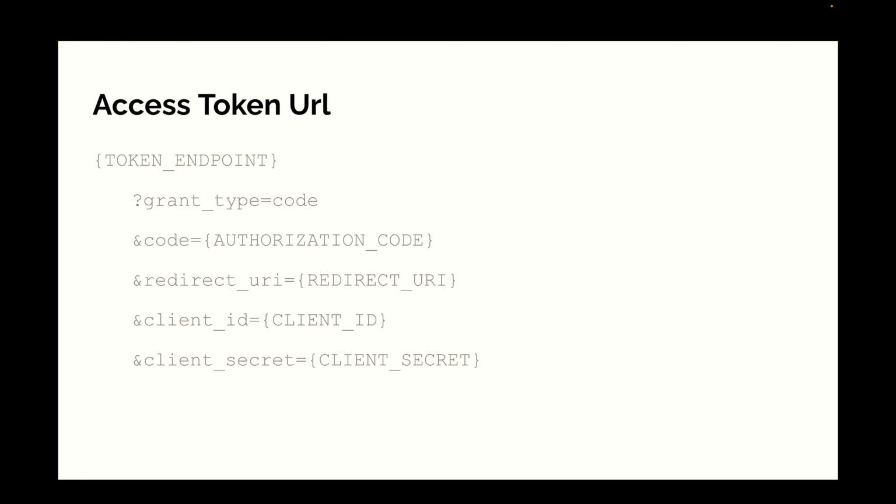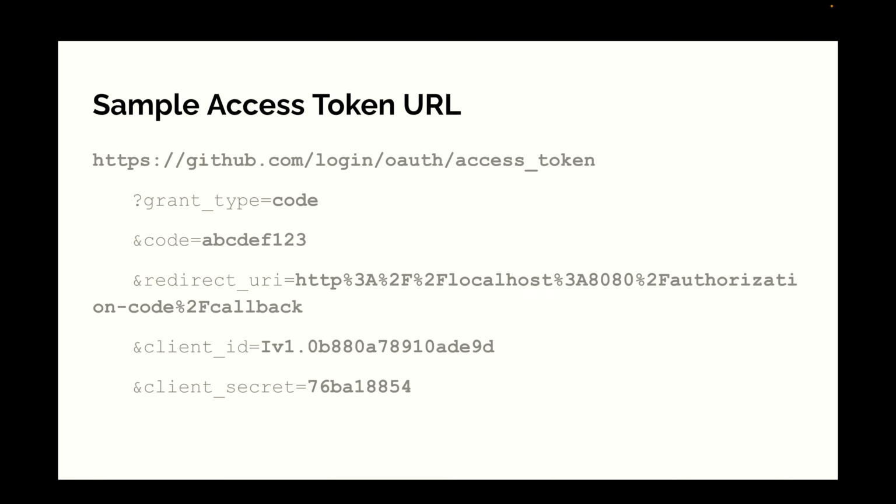Now the access token URL is of the following format. We have the token endpoint. Then the first query parameter is grant type and its value is code. Then the next query parameter is code and its value will be the authorization code which we got back from the authorization server. The next query parameter is redirect URI, which should be the same one which we sent in the previous step. Then we have client ID and client secret. This is the sample access token URL when we are using GitHub as the authorization server.